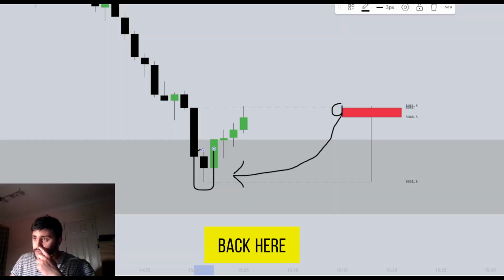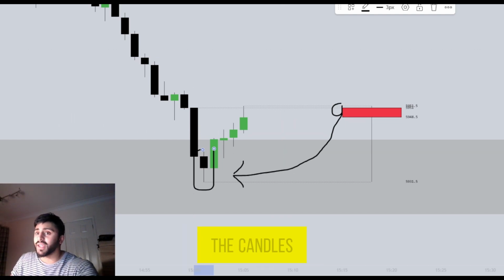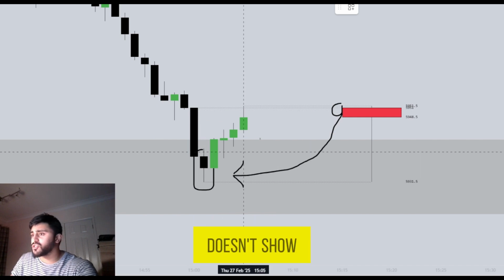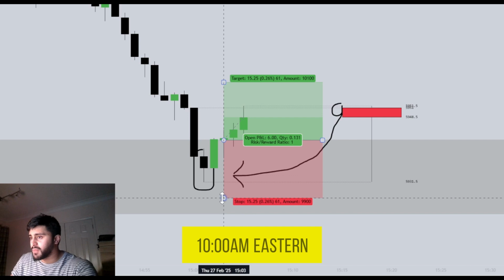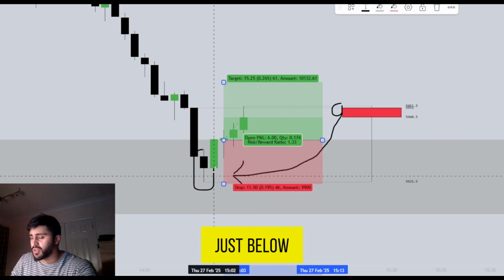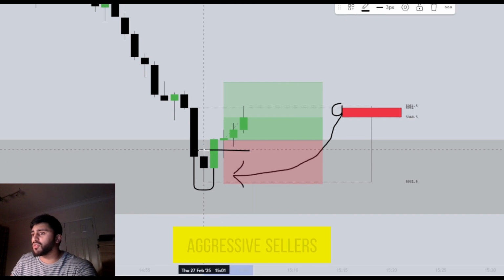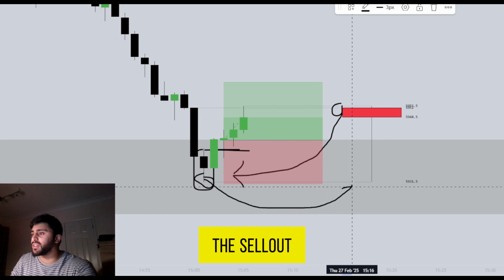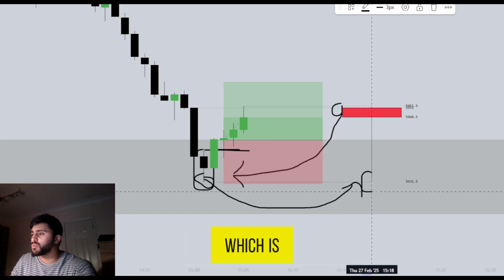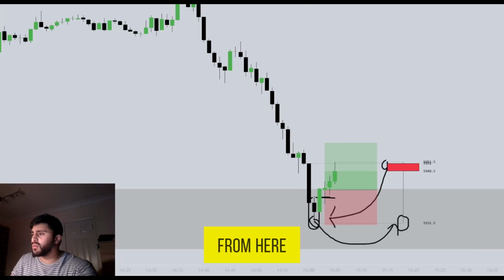So if we go back here to the candlestick chart, it basically shows us the candles, the representation, but it doesn't show us the order flow. So we can take this trade over here below the 10 a.m. Eastern, and we can have a stop loss just below the low over here. So what we're doing essentially is we're seeing a lot of aggressive sellers over here. Therefore, we are anticipating the sellout, the exhaustion of these sellers, which is what creates the low of the candle in the first place. Right, so now from here, where do we target?